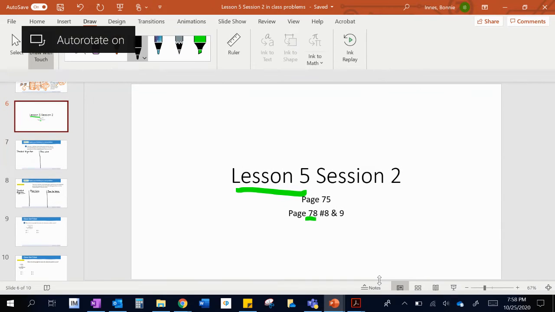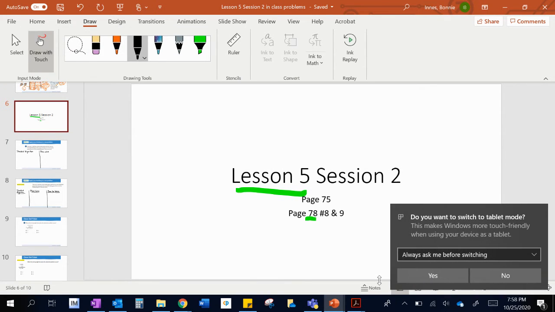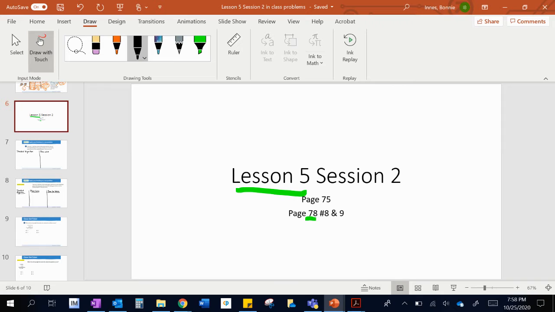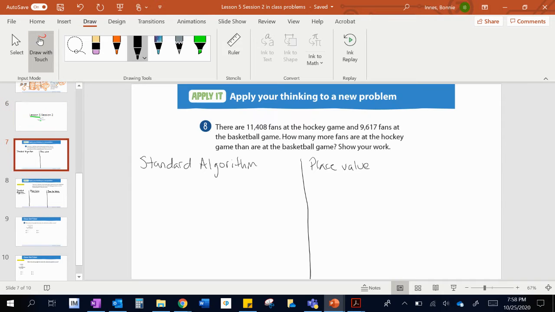Okay, I'm back and we're doing the rest of the problems that we worked on today. Page 78, problems 8 and 9. Going right into it. So there are 11,408 fans at a hockey game and 9,617 fans at the basketball game. How many more fans are there at the hockey game than are at the basketball game?